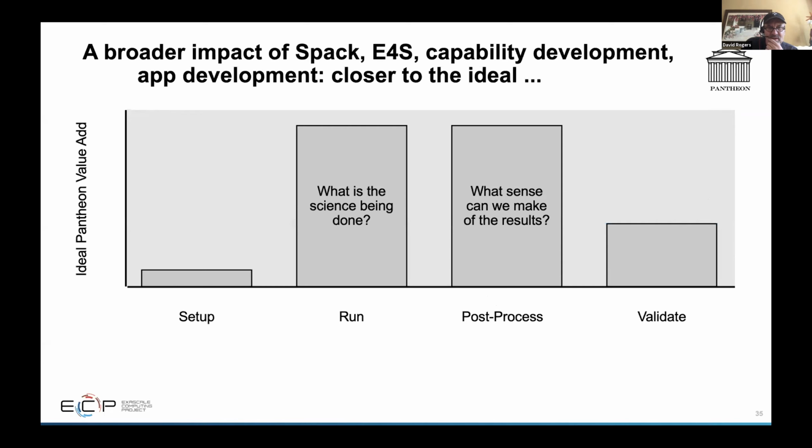With Spack and E4S and all the things that have been done underneath this stuff, we're really approaching this idea where, working with E4S, we can get a specification through Spack of some application and other dependent things that we need. And all we do is go through what those specific versions have to be.